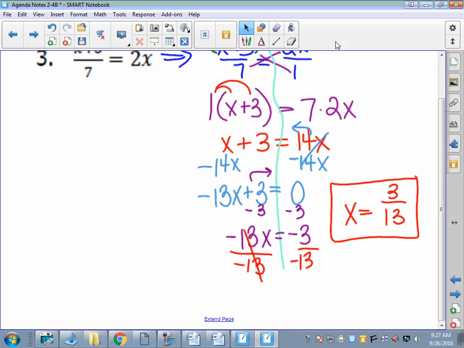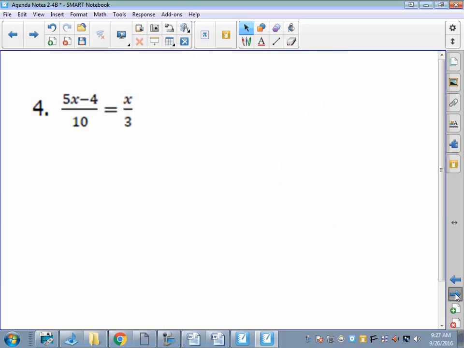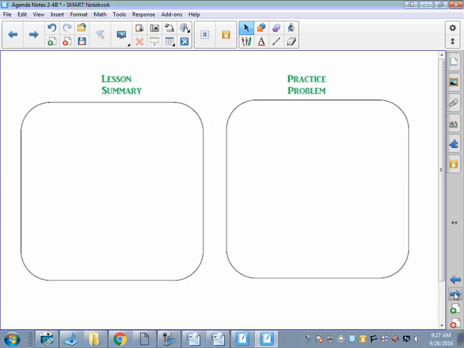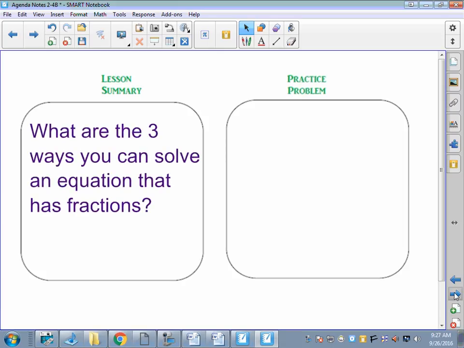All right. So there's one example of each one of those. I've got another problem in here. If you want to give that a shout, maybe we'll try that in class. But here's what I've got for lesson summary. What are the 3 ways that you can solve an equation that has fractions? And here's a little problem for you.